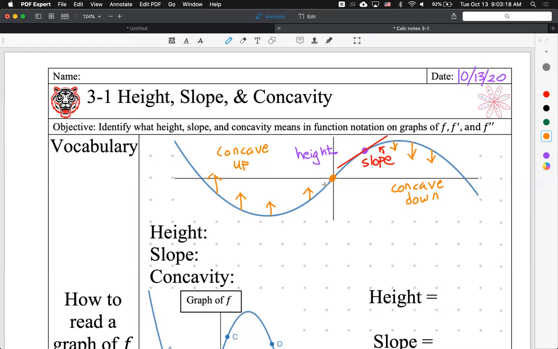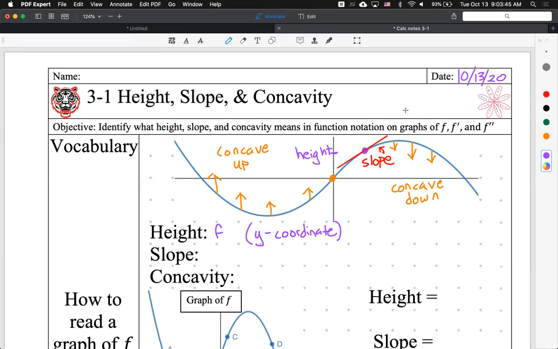So height. In terms of F prime, F double prime, it's just F, right? If you see F of X, F of C, it's really saying the height of X, the height of C. So height is just F. And typically you want to think of this as the Y coordinate, right? So if I look at the y-axis, that is the height, and it matches the graph for our definition.